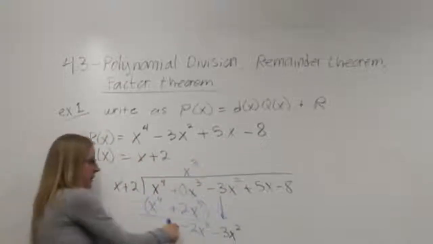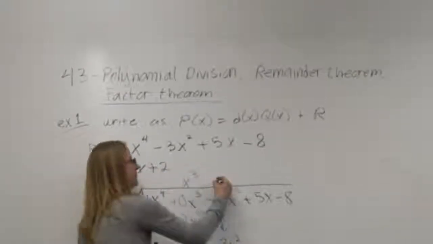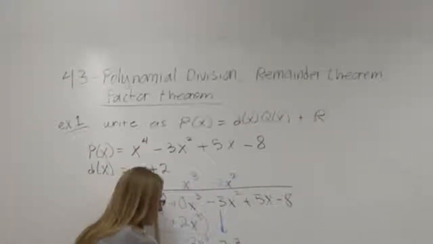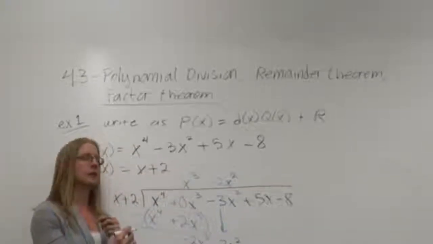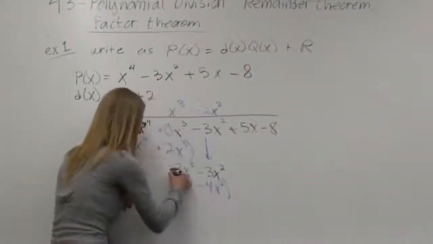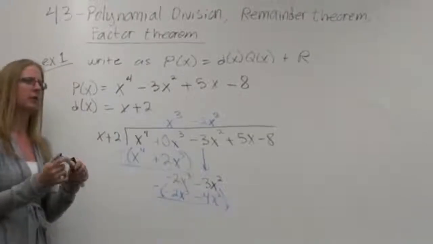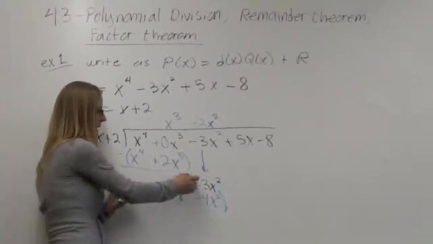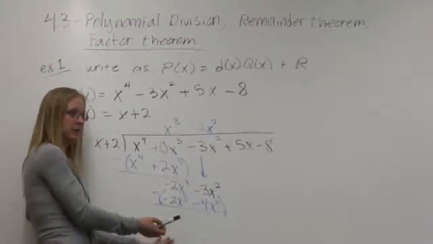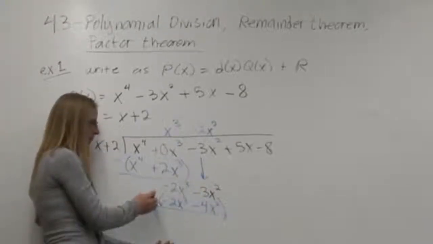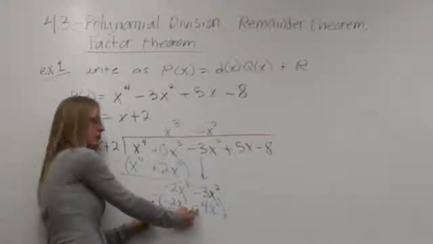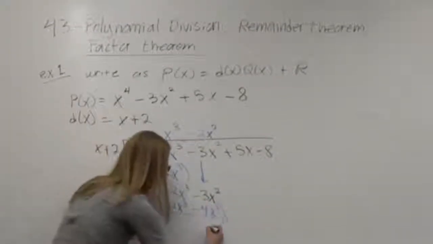What times x gives me negative 2x cubed? Negative 2x squared. And then you multiply. Negative 2x squared times x is negative 2x cubed. Negative 2x squared times 2 is negative 4x squared. And then you subtract. So what's negative 2x cubed minus negative 2x cubed? Those two negatives turn into a positive, and this went to 0. So what's negative 3x squared minus a negative 4x squared? 1. So this became a negative 3 plus 4, which became a positive 1x squared.